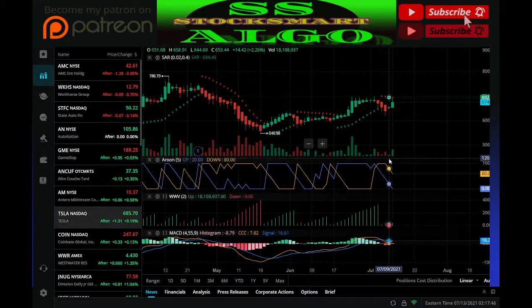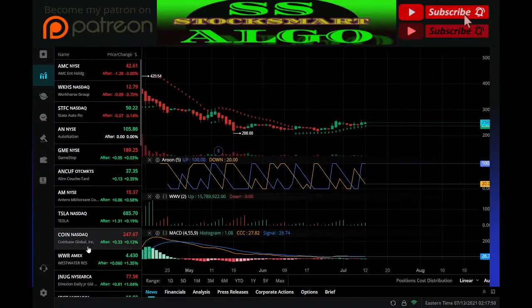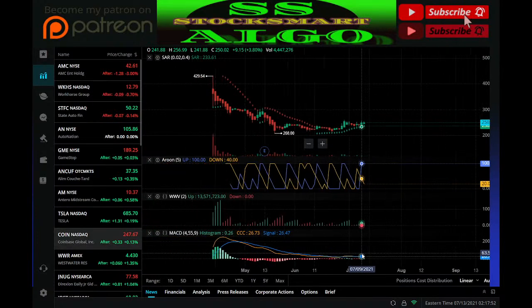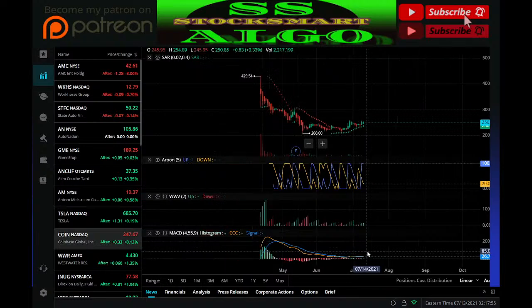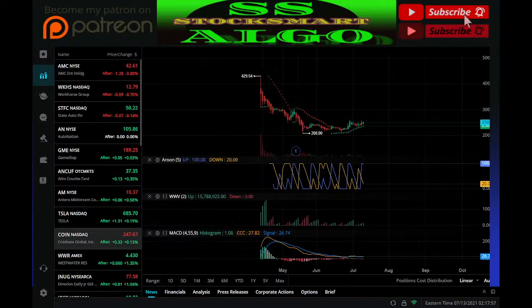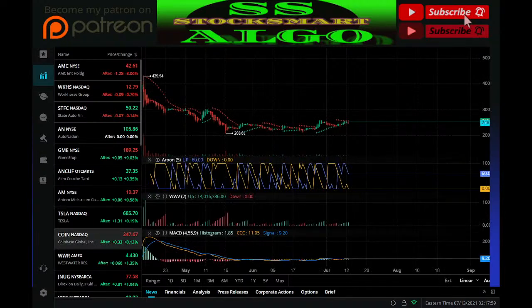Tesla looks like they found a bottom too. They might trend up in the morning. Looks like Coinbase managed to find a little flat here. Kind of leveled out.